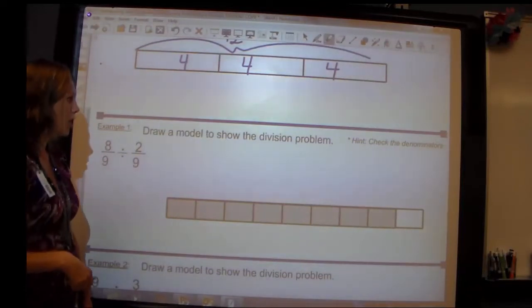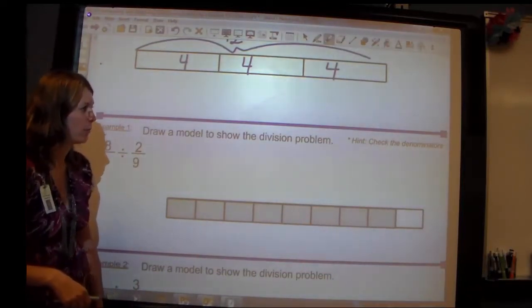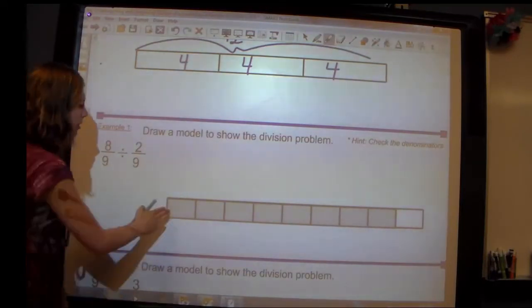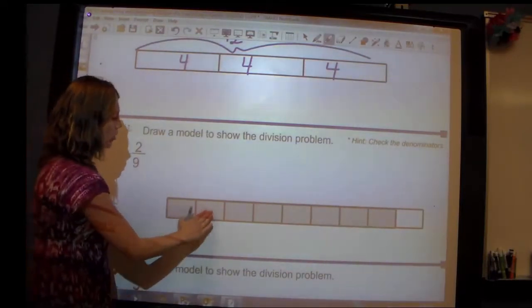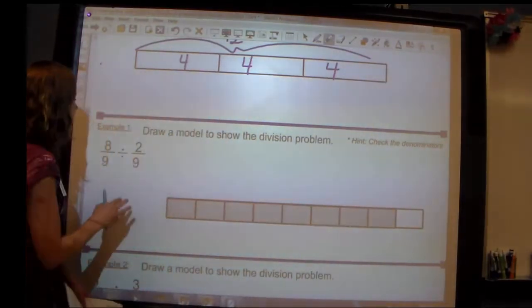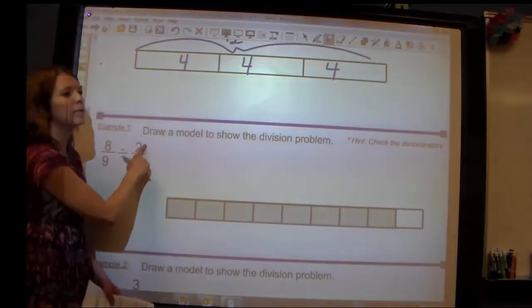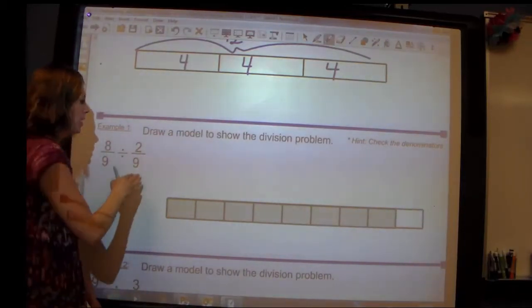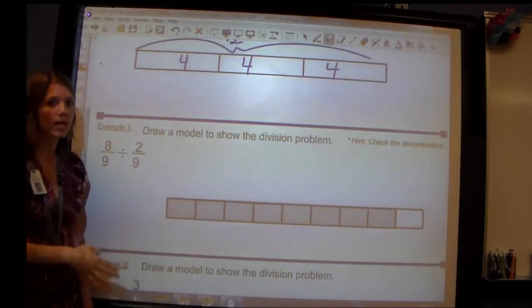Example 1, draw a model to show the division problem 8/9 divided by 2/9. This visual that I have here, there's 1, 2, 3, 4, 5, 6, 7, 8 out of the 9 that are shaded. You can think about this as how many groups of 2/9 are there in 8/9. So because they have the same denominator, it makes it really easy.